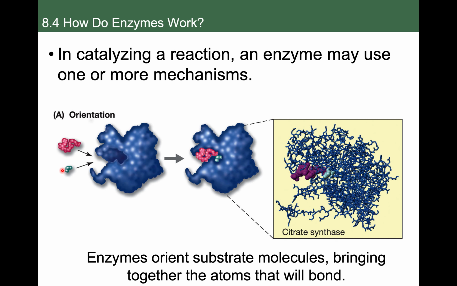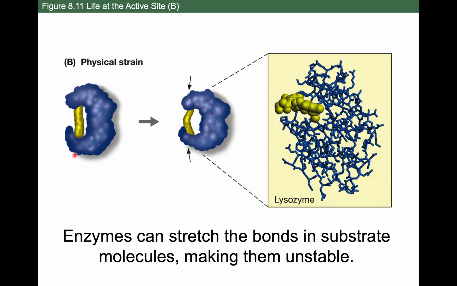If they're just floating around, bumping into each other, it's going to happen a lot more slowly, because those two substrates are going to have to bump into each other in just the right position to allow that bond to form. And that's going to take a lot longer than if we have this enzyme there that can say, here, I'm going to grab you, I'm going to grab you, and I'm going to hold you in this position just right so that we can make this new bond. So orientation is a very common mechanism by which enzymes could do their thing.